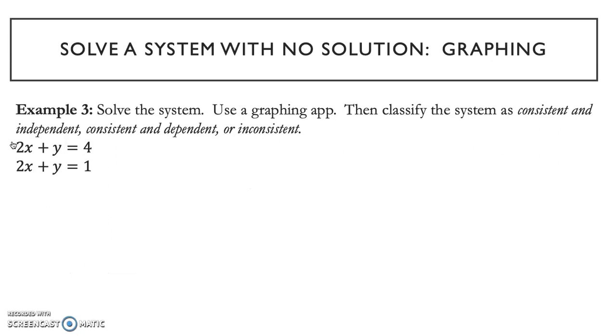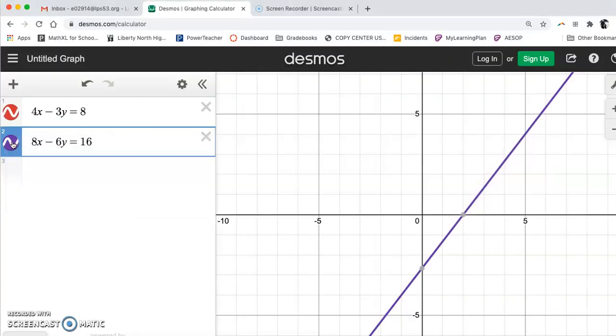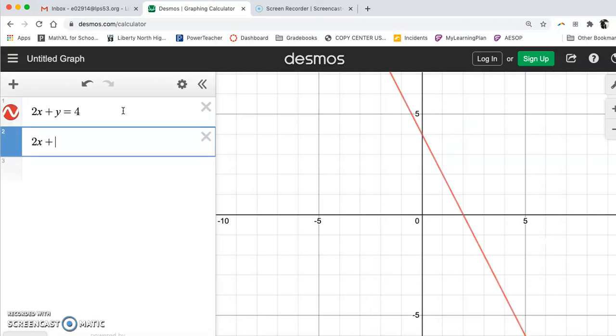Let's use Desmos again, and let's graph these, and you'll see what it looks like when you have a system with no solution. When you're looking at those equations, you might notice that something kind of looks strange anyway, because they're virtually the same except for the constant. Because we have 2x plus y equals 4, and then 2x plus y equals 1.